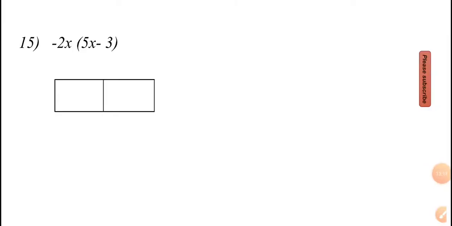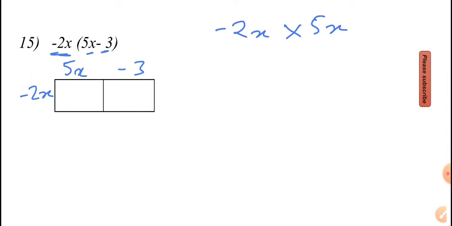So it's question 15. Because I can see 5x, I write the 5x here. Because I can see minus 3, I write the minus 3 here. And the minus 2x here just goes to the side here. So now in this box here, I'm going to have to do minus 2x times 5x. So to make it a bit easier to understand, we can do minus 2 times x times 5 times x. So we can now multiply it.